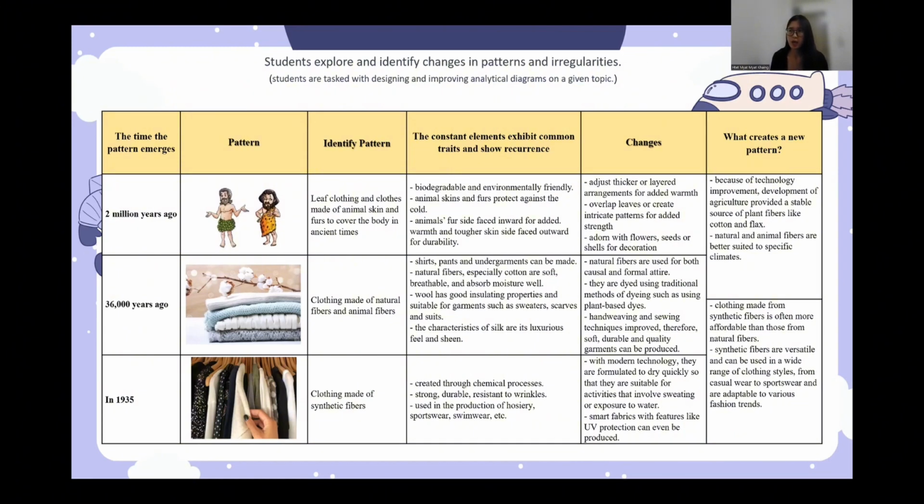This is because the production of synthetic fibers is normally done in massive production. Therefore, they are cheaper, and synthetic fibers are also versatile because they are produced according to the different characteristics that humans want. So they can be used in a wide range of clothing styles, from casual wear to even sportswear.